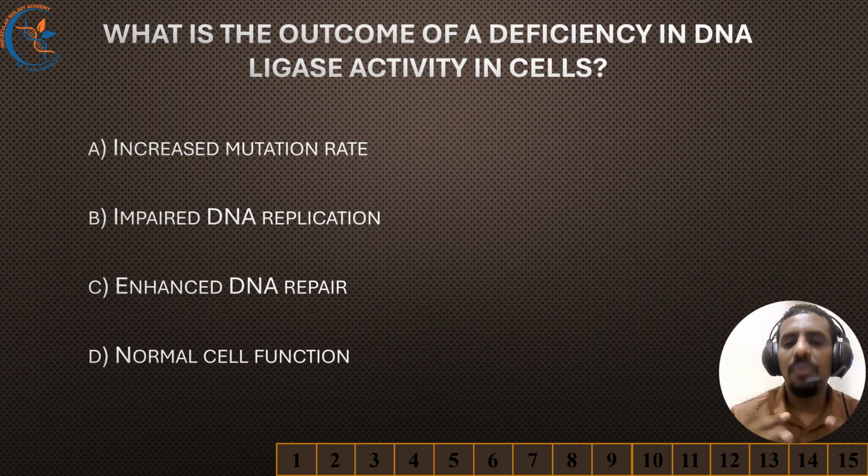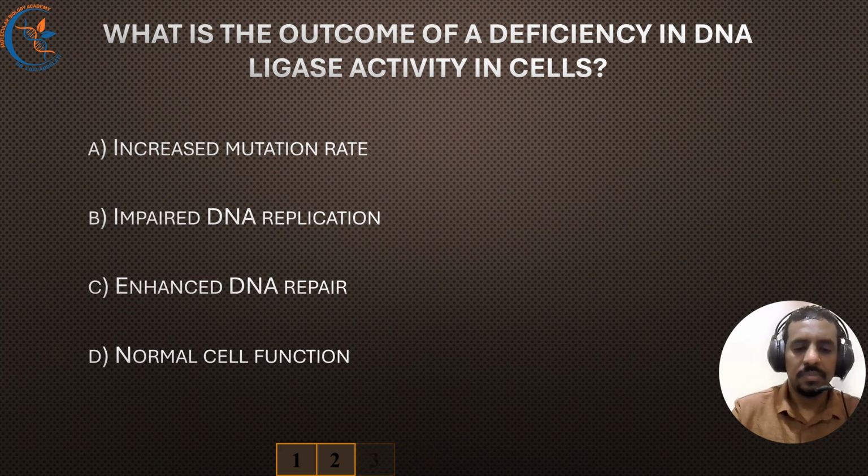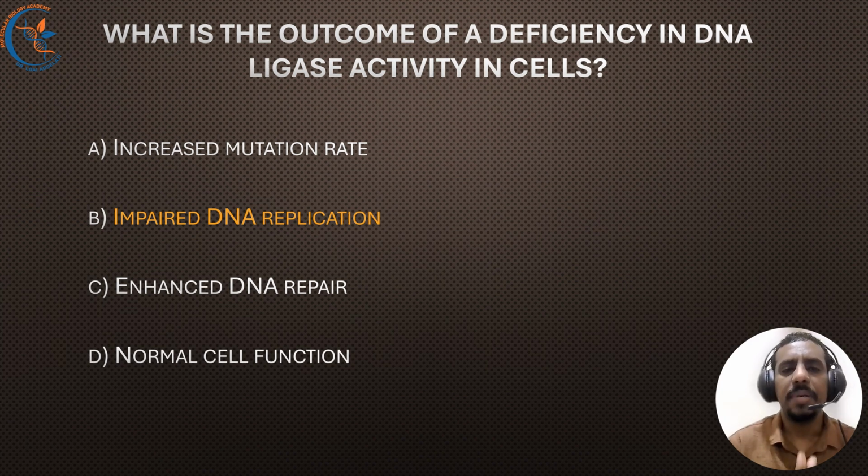What is the outcome of a deficiency in DNA ligase activity in cells? The correct answer is impaired DNA replication. Actually, a deficiency in DNA ligase activity results in impaired DNA replication, as the enzyme is crucial for joining DNA fragments, particularly the Okazaki fragments on the lagging strand. This leads to incomplete DNA synthesis, right?